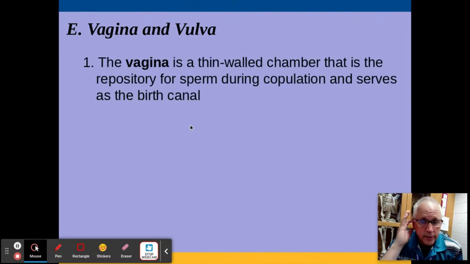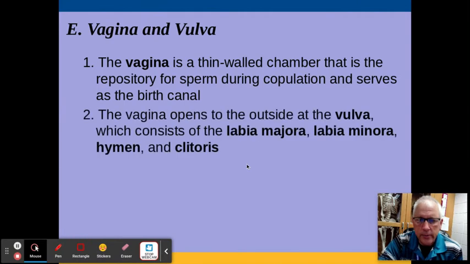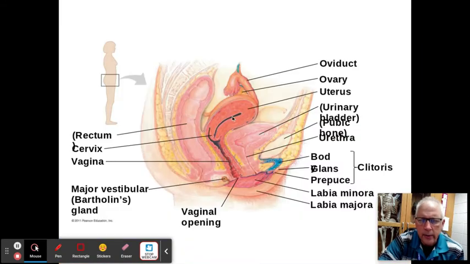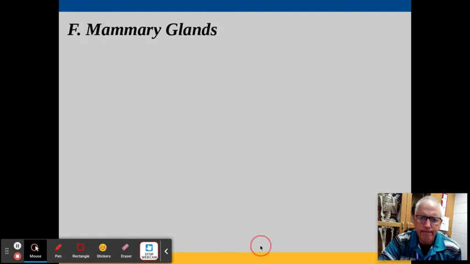The vagina, obviously a thin-walled chamber that is a receptacle for the sperm. It also serves as a birth canal, so it's got a dual purpose. It opens up to the outside at the vulva, we call that, and it's got some parts to it. You can see there, I'm not getting too concerned about that. And you can see there's the fallopian tubes, the ovaries, the fallopian tubes. There's the uterus. Then there's the birth canal. All right.